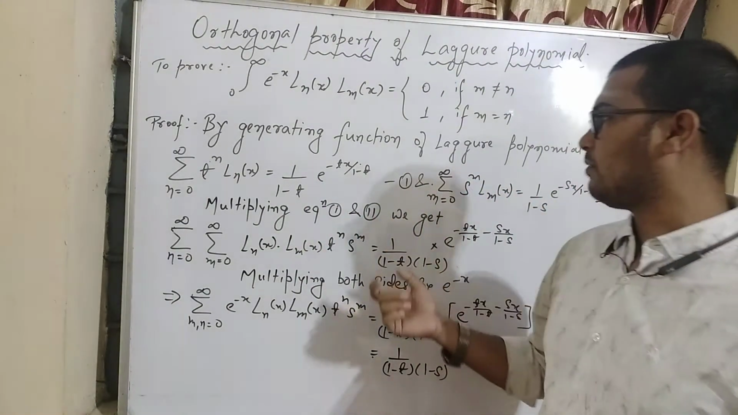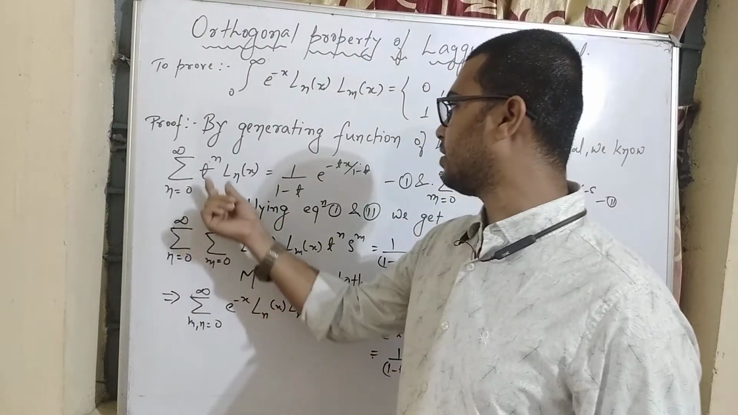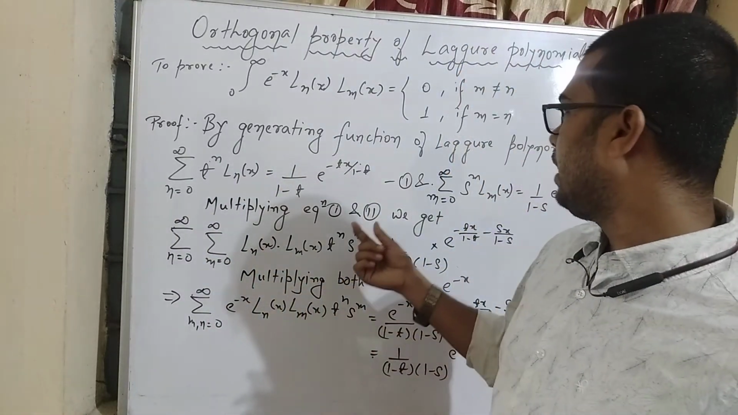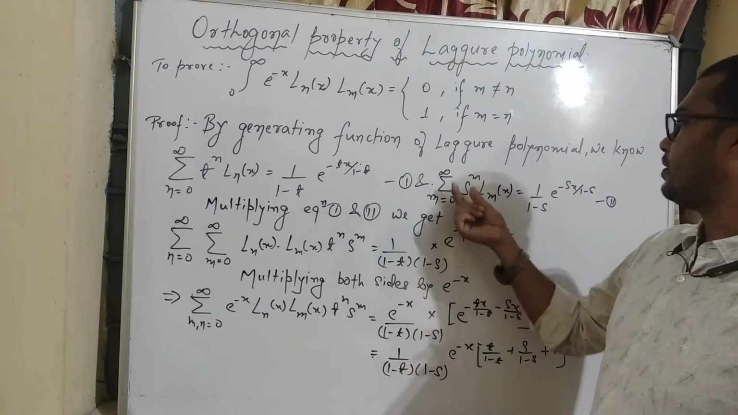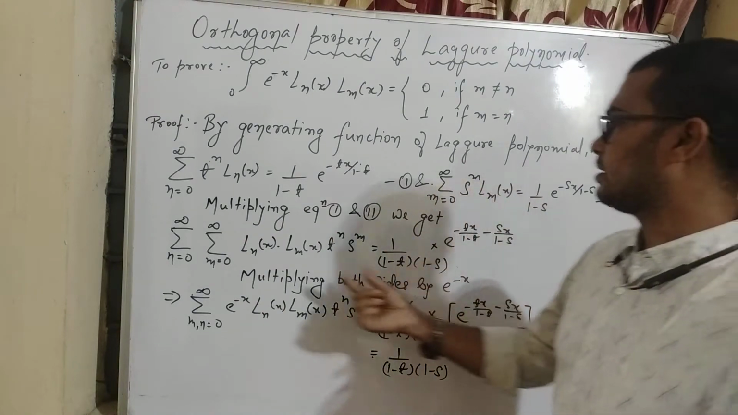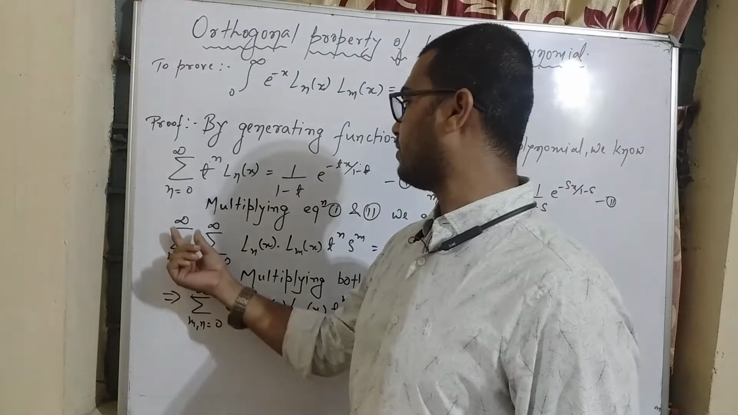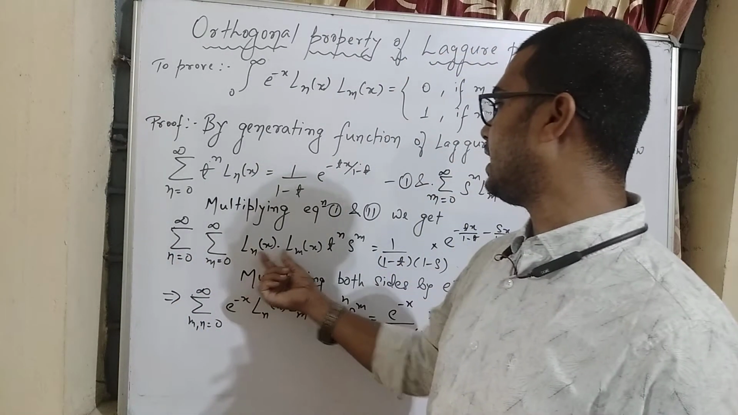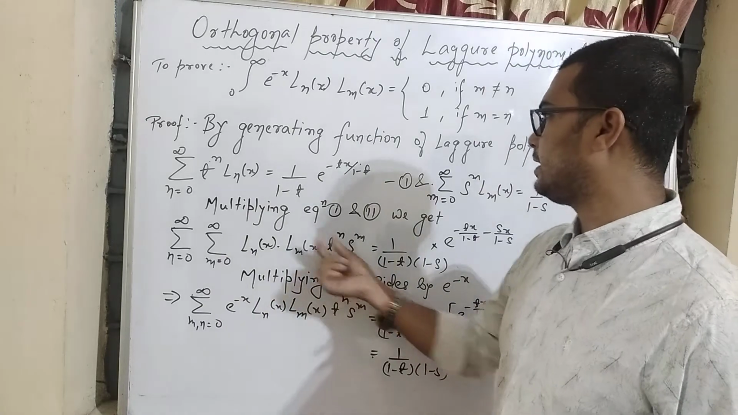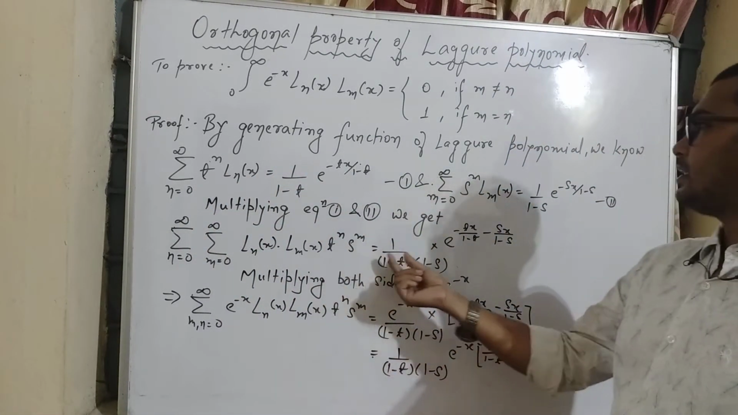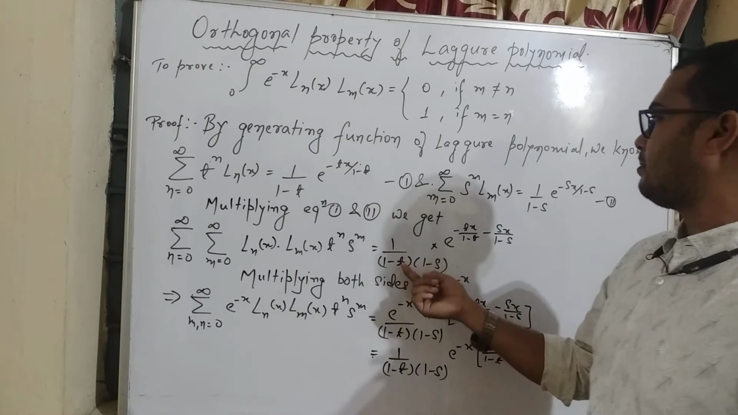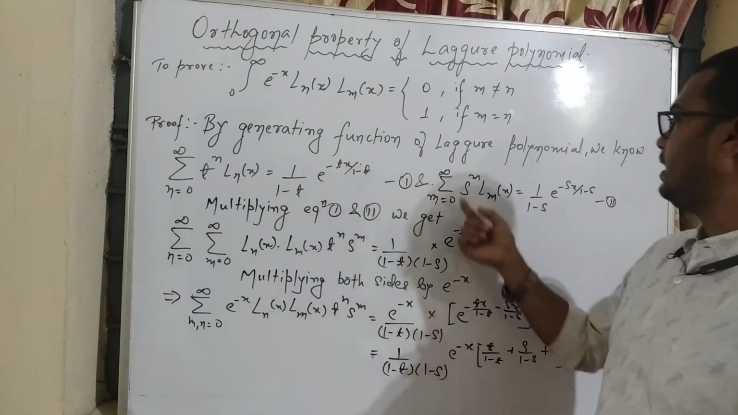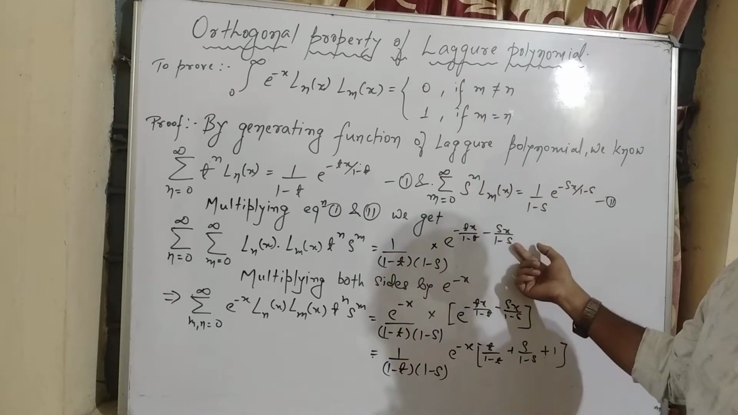On multiplying these we get the summation n equals 0 to infinity t to the power n Ln(x) and m equals 0 to infinity s to the power m Lm(x). So the summation runs from 0 to infinity over n and m, Ln(x) into Lm(x) and t to the power n into s to the power m is equal to 1 by 1 minus t into 1 by 1 minus s, e to the power minus tx upon 1 minus t and e to the power minus sx upon 1 minus s.